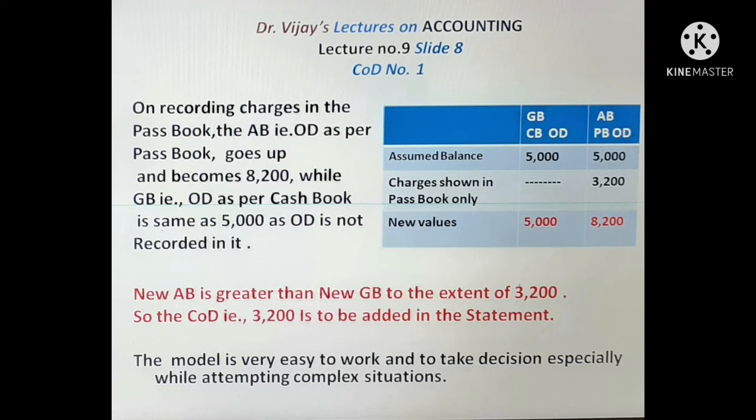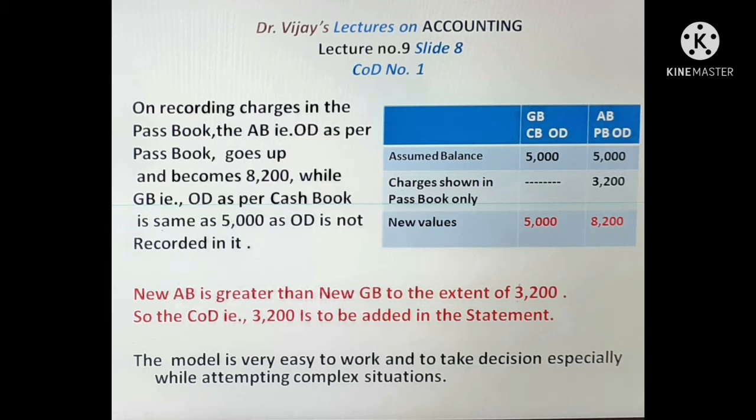Okay, let us go to COD number 1. Please read. On recording the charges in the passbook, the AB, arrived balance, that is OD as per passbook, goes up and becomes $8,200, while the GB, that is OD as per cash book, is the same $5,000 as OD is not recorded in it. Now look at the model.